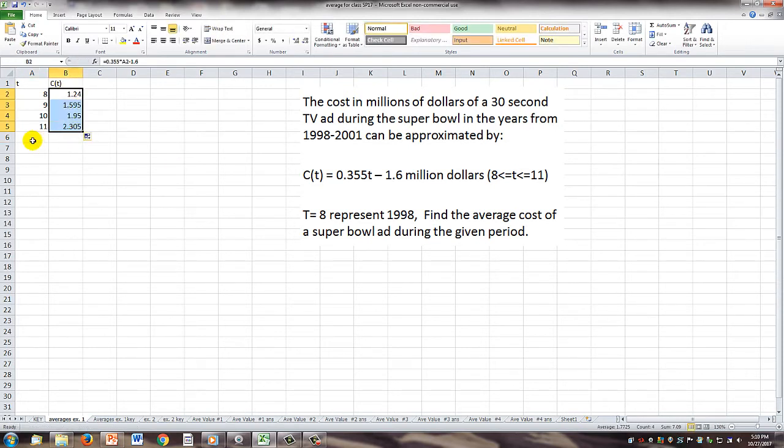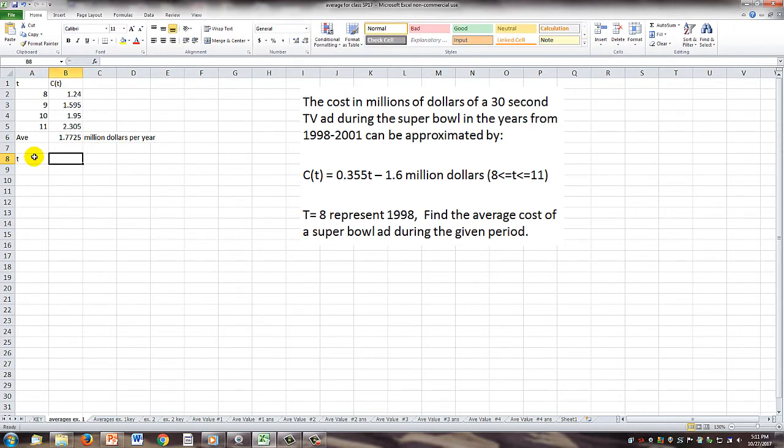And so if I want to find the average, I literally can find the average, which is you add up all of these values and then divide by the number of values that you have, which is 4. So that's the traditional way to find average. And you get an average of $1.77 million per year. But there's another way to do it, and that's using the fundamental theorem of calculus.